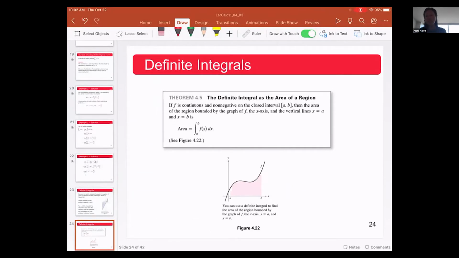A definite integral means they will give you an upper bound and a lower bound, and I only want to calculate the area between them. The upper bound is B and the lower bound is A. So where you highlight it right here, I want to find only the area over here and here. These are the only things I am interested in.